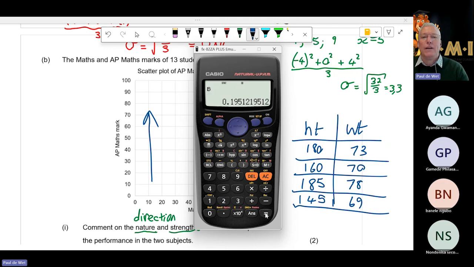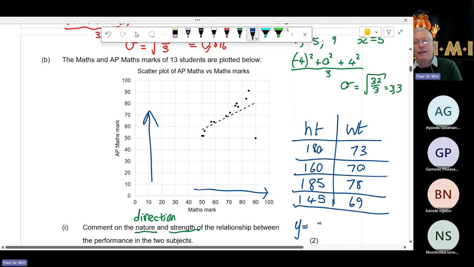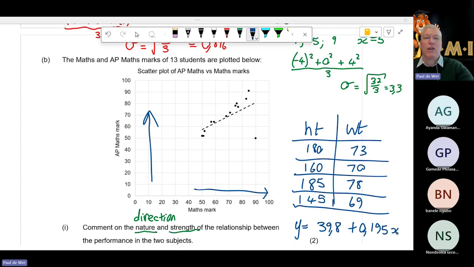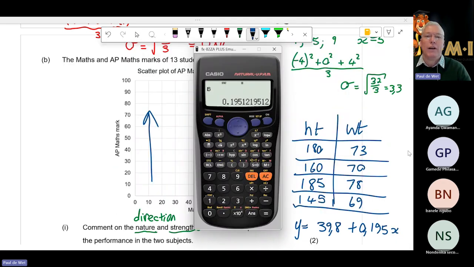B is 0.195. So our line of best fit is 39.8 plus 0.195 times x. Okay, and if we get our correlation coefficient, we go shift stat 5, 3, and we get 0.89.